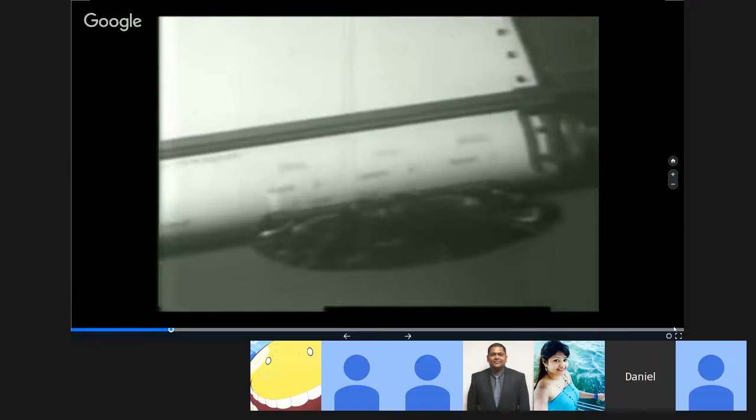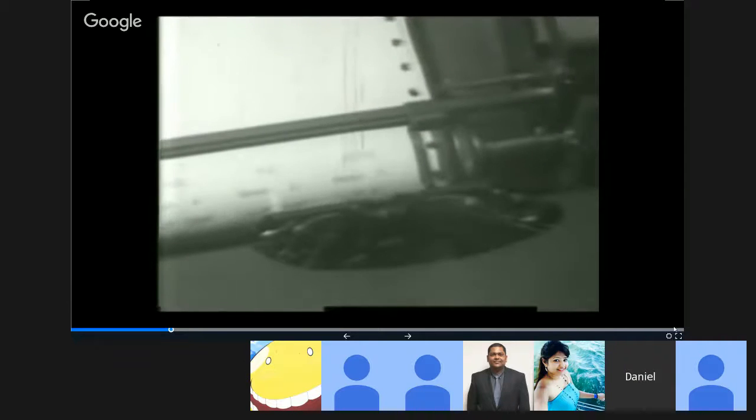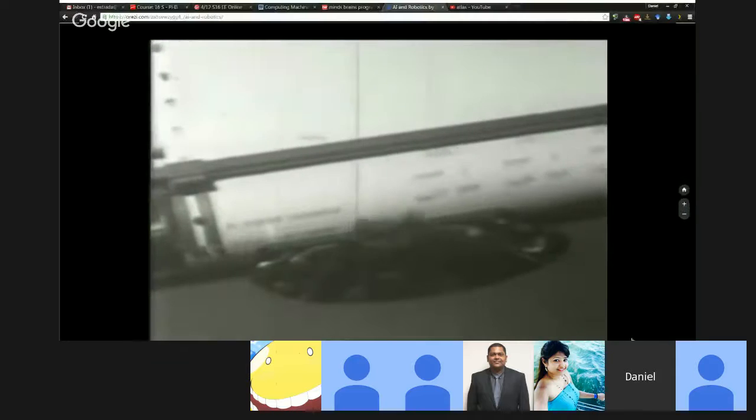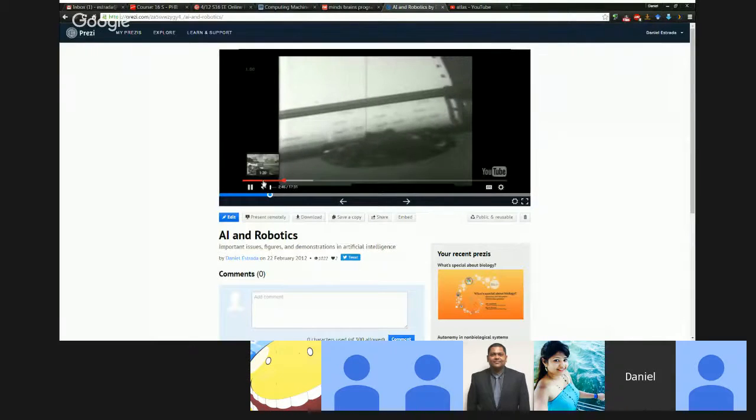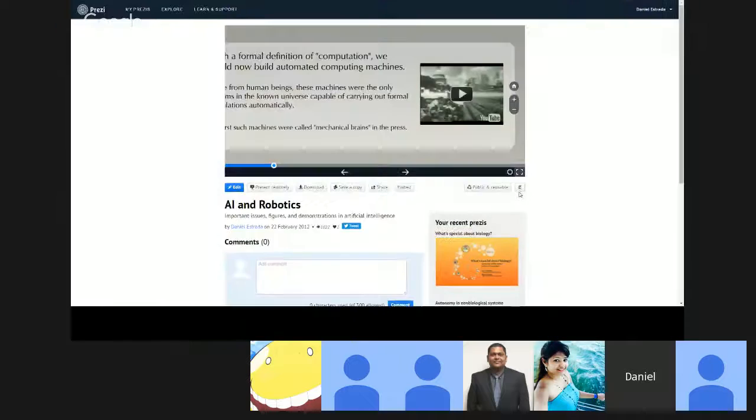UNIVAC also made a prediction for the presidential race. They predicted that Eisenhower was going to win in 1954. And Eisenhower did win, and so UNIVAC got the prediction right. And all of the newspapers at the time got the prediction wrong. So this is another of the public's first interactions with computers.